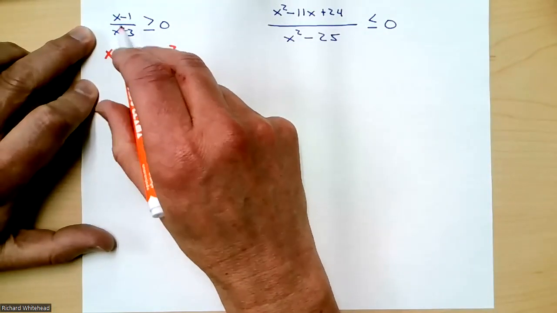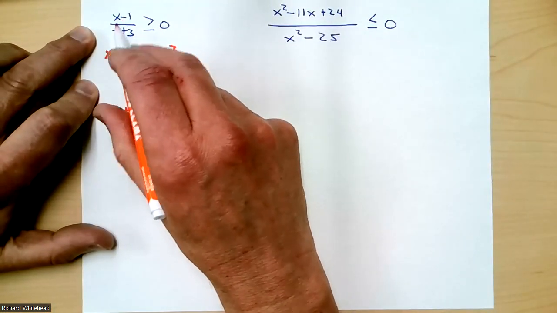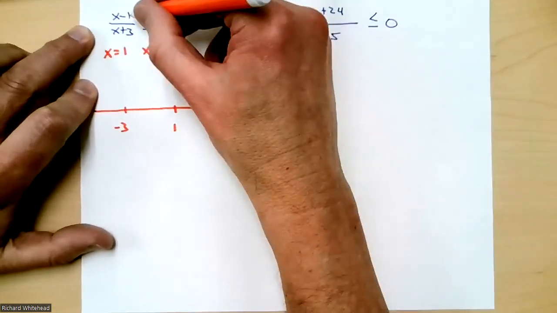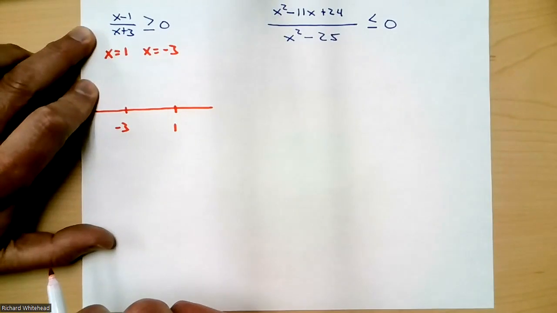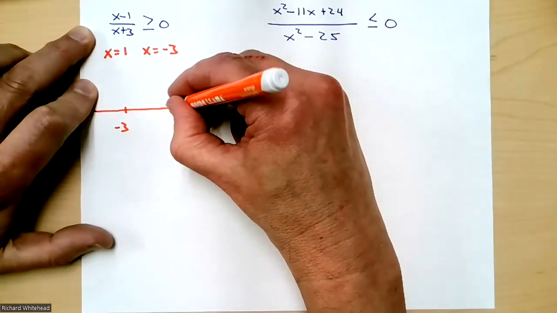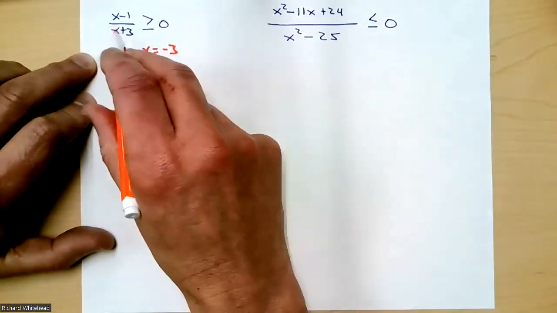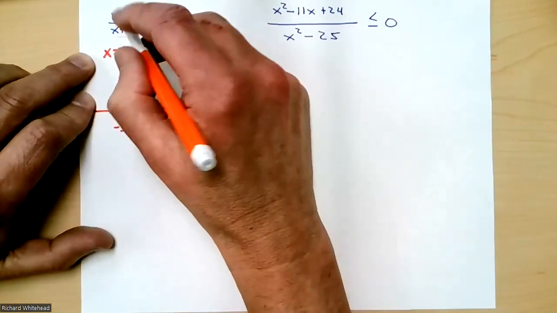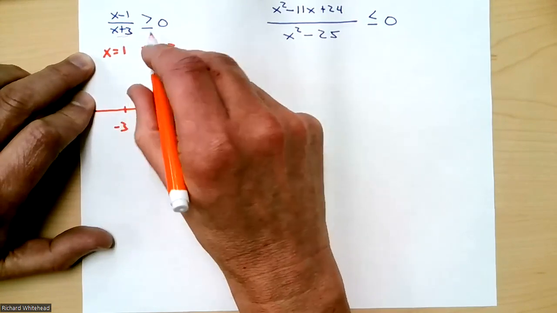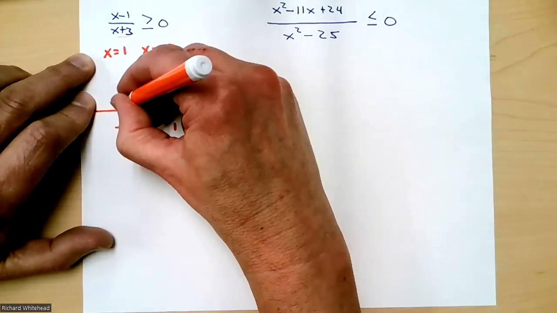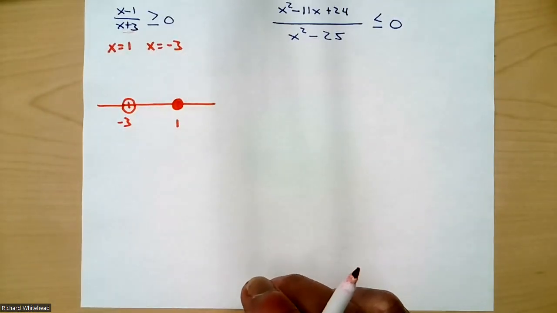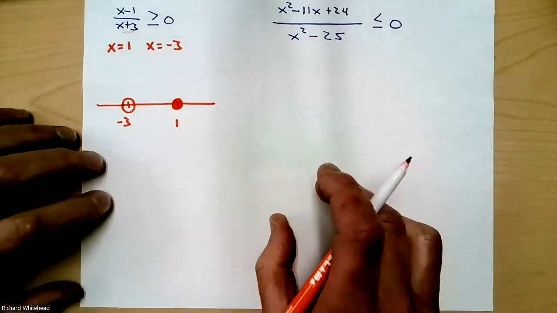If X is equal to 1, I get 0 over 4, which is equal to 0. Okay, it can be equal. It's okay for a fraction to have 0 in the numerator. So 1 can be a closed circle. But if I plug -3 in here, I get 0 in the denominator. A fraction can never have 0 in the denominator. So even though it says or equal, the 0 in the denominator is always an open circle.